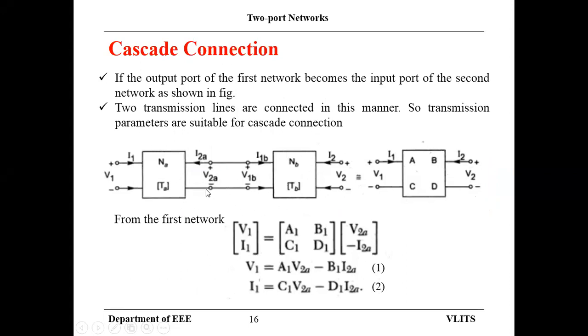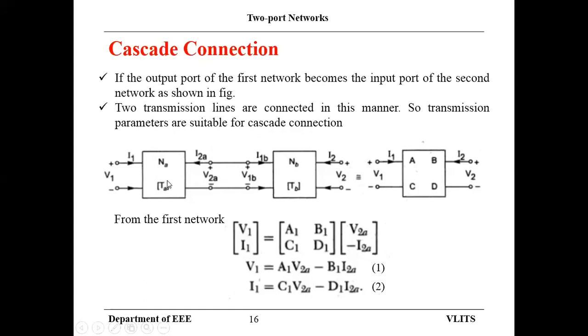Which means the output of the first network should connect to the input of the second network. So that is how we can make a cascade connection. Here the best suitable parameters for the cascade connection are the ABCD parameters.